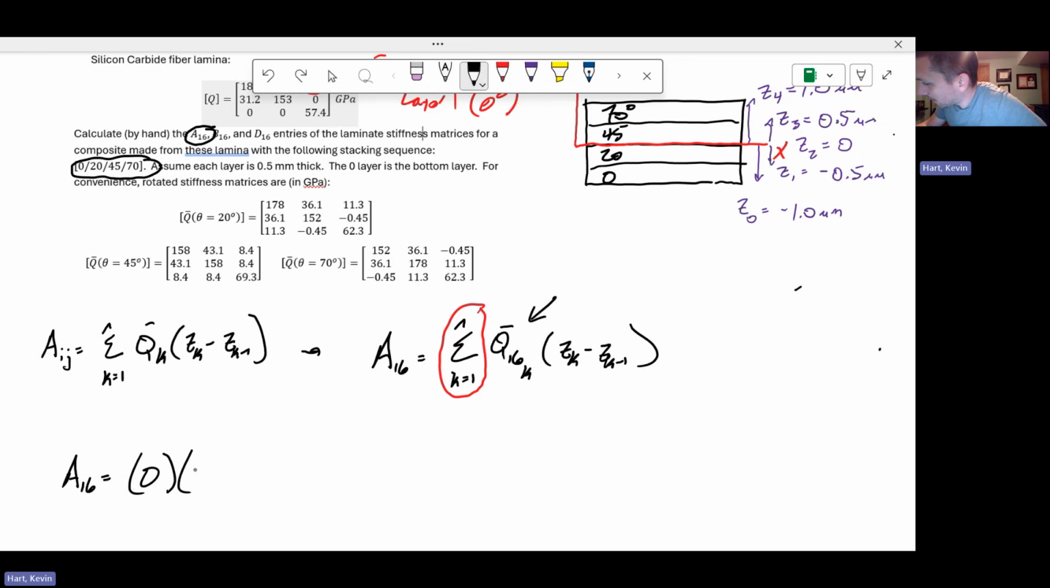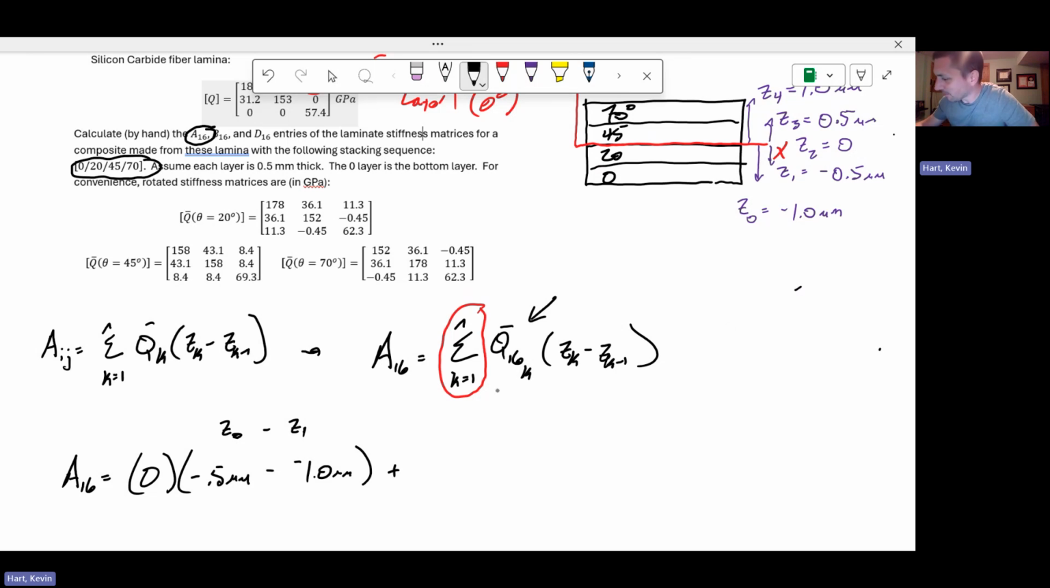This is Z1 minus Z0. Z1 is negative 0.5 millimeters, and Z0 is negative 1.0 millimeters. Okay, this is Z0 minus Z1, if that's not clear. All right, that is for the first layer. We have to move on now to the subsequent layers.